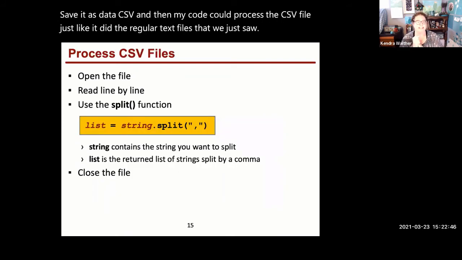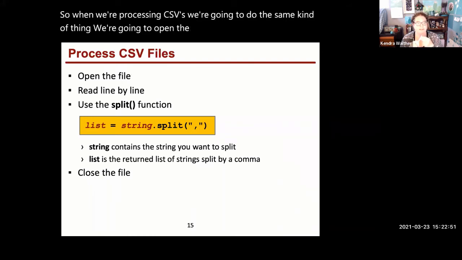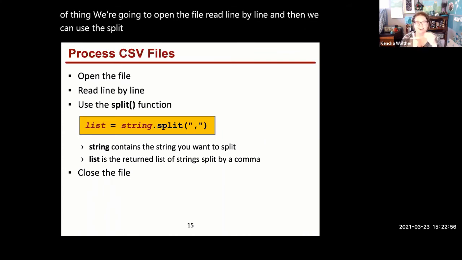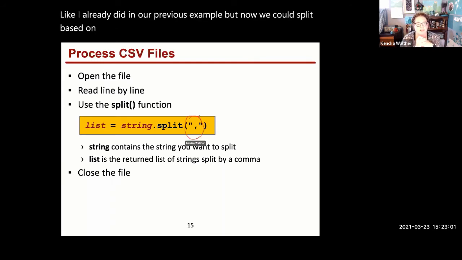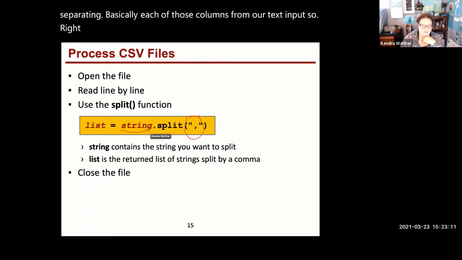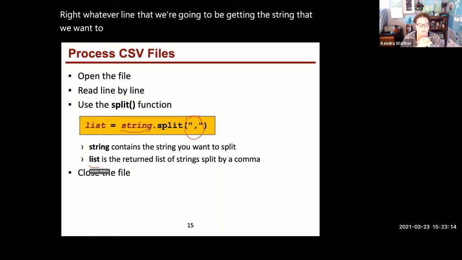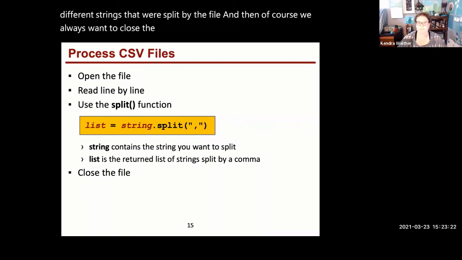So when we're processing CSVs, we're going to do the same kind of thing. We're going to open the file, read line by line, and then we can use the split function like I already did in our previous example, but now we could split based on comma. And when we split based on that comma, we'll be separating each of those columns from our text input. So whatever line we're getting, the string that we want to split would return a list of all the different strings that were split by the file. And then, of course, we always want to close the file when we're done with it.